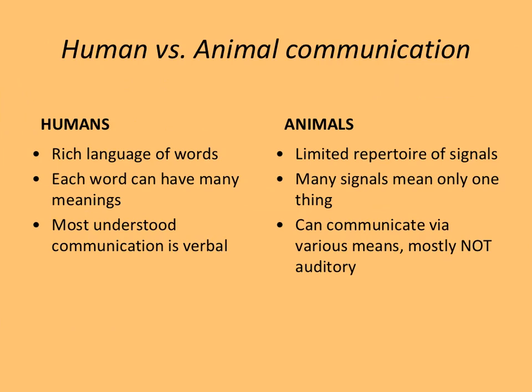So, human language is rich, with each word able to have many meanings. Most understood communication is verbal in us, but there's others certainly. Animals have a limited repertoire, and many signals mean only one thing. They communicate via various means, mostly not auditory, because auditory is good for some habitats or situations, and not for others.